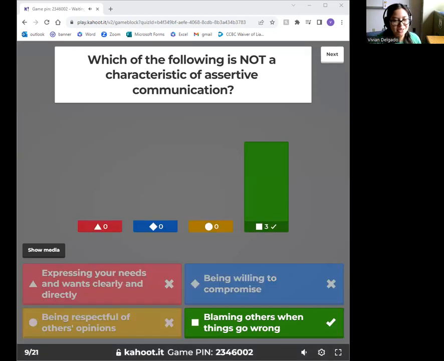So yes, blaming others when things go wrong is not a characteristic of assertive communication because, like we mentioned, assertive communication is when you're willing to listen to what others have to say in a respectful manner.